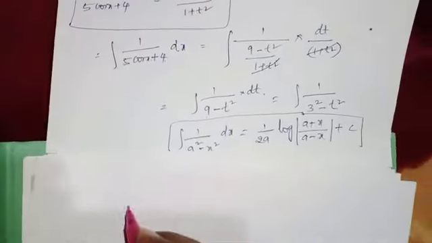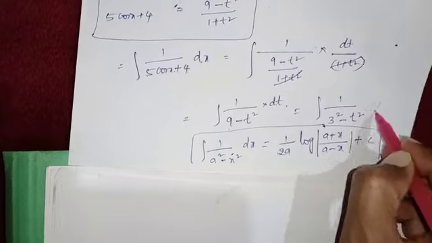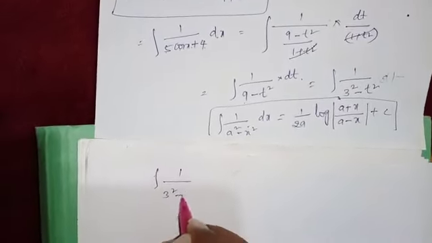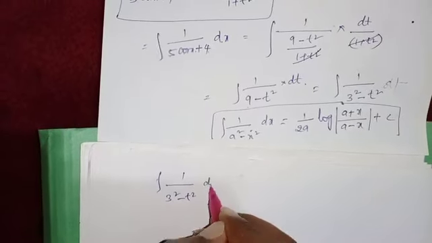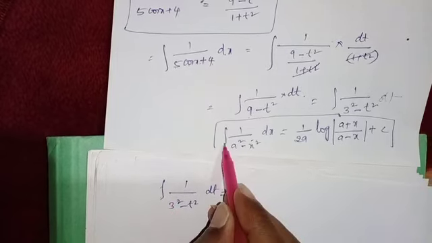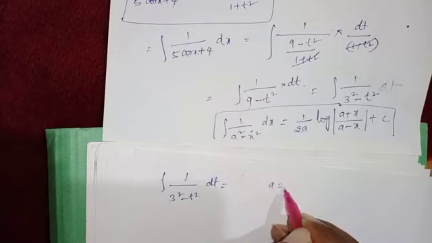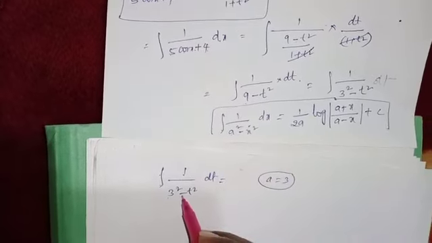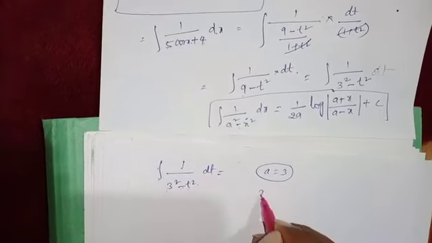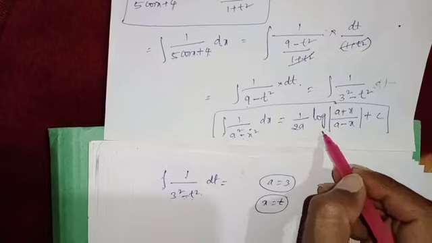That is equal to, compare these two, into dt. See, integral of 1 by 3 square minus t square dt is, if we compare these two, here integral 1 numerator is a square, here is 3 square, so a is equal to 3, minus here is x square, here is t square, so x is equal to t. Now substitute in the formula.